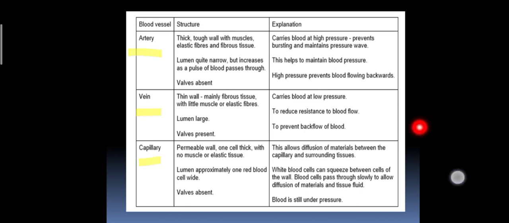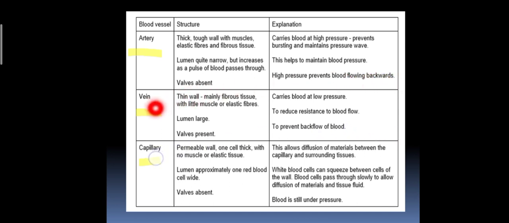Arteries have a thick, tough wall with muscles, elastic fibers and fibrous tissues. The lumen is quite narrow but increases as a pulse of blood passes through. Valves are absent. Arteries carry the blood at higher pressure, prevent bursting and maintain the pressure wave. This helps to maintain the blood pressure. High pressure prevents the blood flowing backwards.